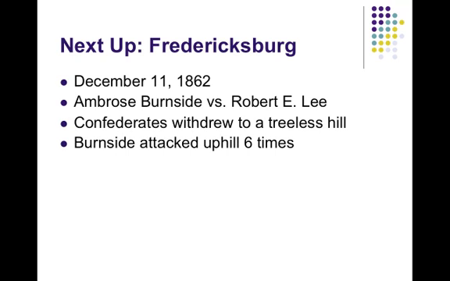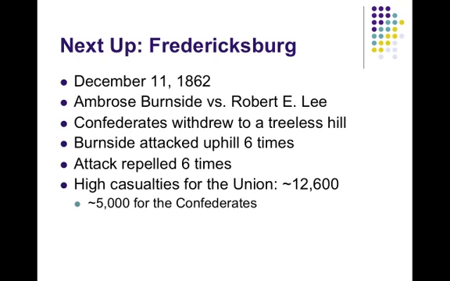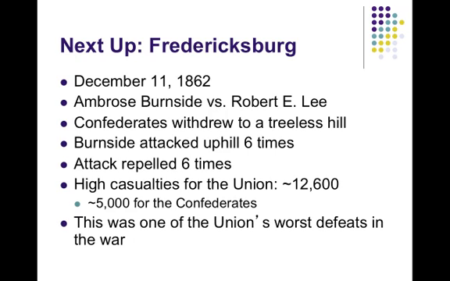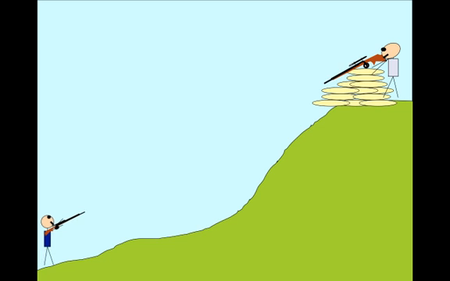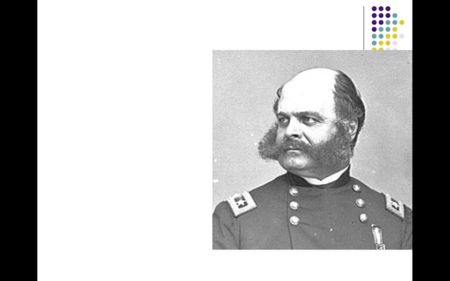Burnside attacks uphill 6 times. 6 times. And 6 times the attack is repelled. So he keeps trying to go up the hill and win, but he can't do it. He can't break through. Bad situation overall. There were very high casualties for the Union here, 12,500 versus 5,000 for the Confederates. It's really bad. One of the worst defeats in the war. Because imagine, they're at the top of the hill you're trying to climb up, and you have a gun that's pretty accurate. It's not going to go well.